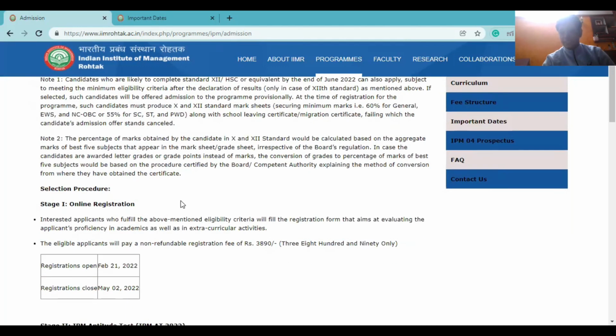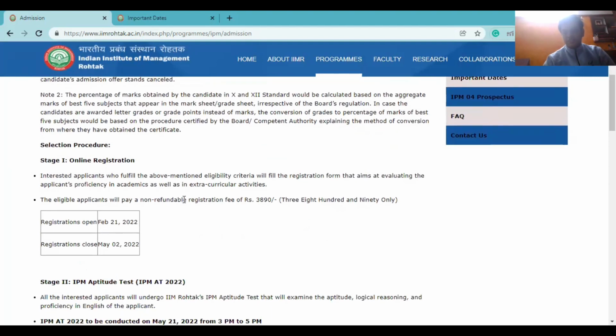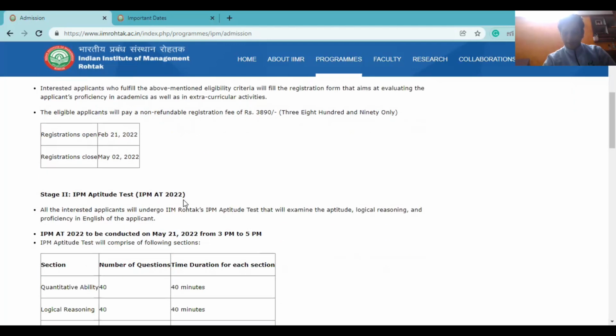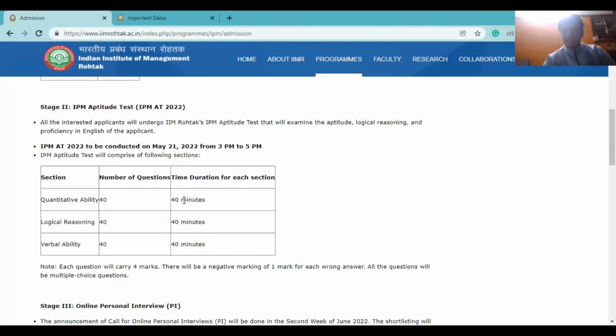Moving on to the selection process, there are 3 major stages. First is the online registration, where you have to pay the fees and register for the test. Then we'll move on to the IPMAT paper pattern. This year they've kept the same paper pattern as Rohtak 2019, where we have 120 questions and you have 40 minutes per section.